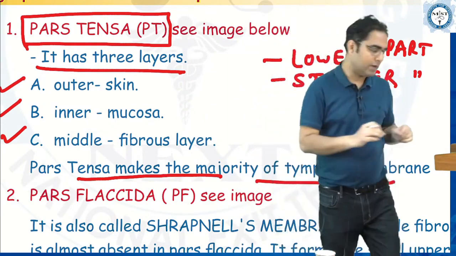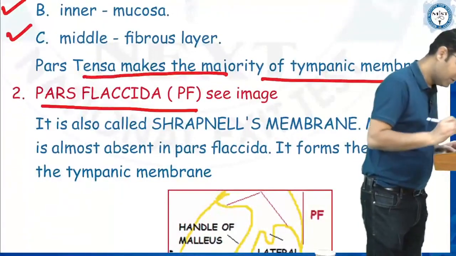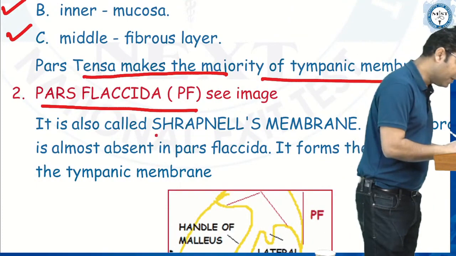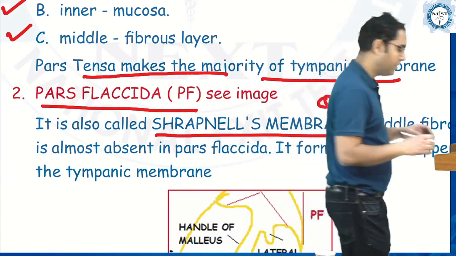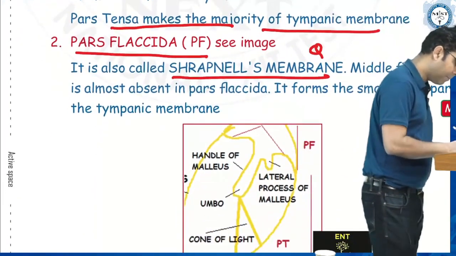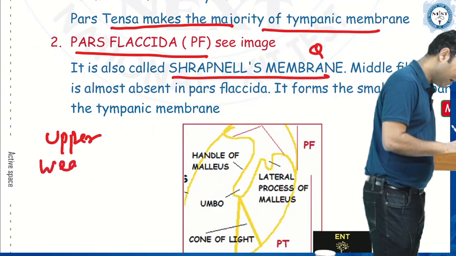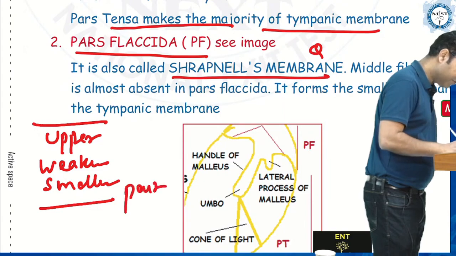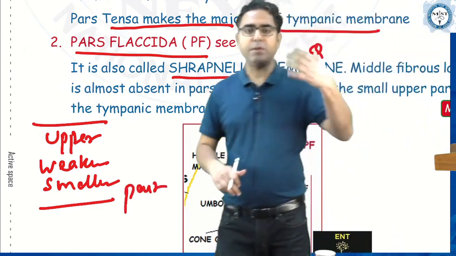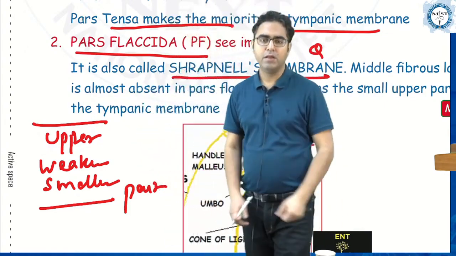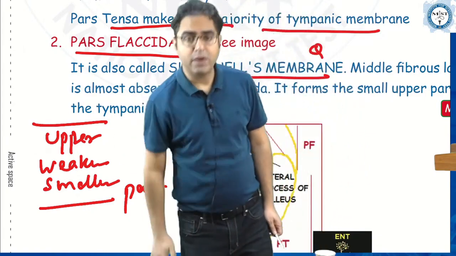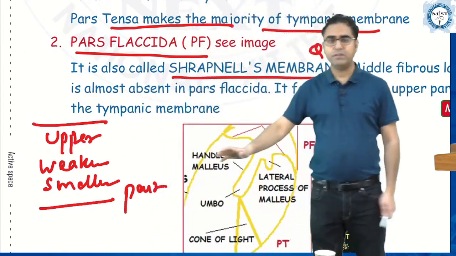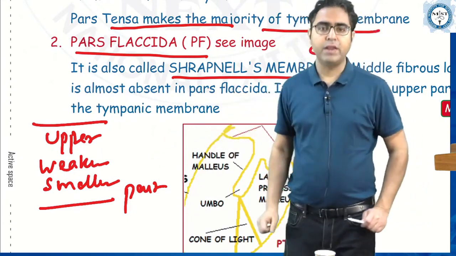But there is a small part, pars flaccida, PF. Pars flaccida is also called Shrapnell's membrane, which is an MCQ, beta. Write down, it is the upper part, weaker part, smaller part of tympanic membrane. Tensa was the bigger part, stronger part, lower part of tympanic membrane. But this one is the upper part, weaker part, and smaller part of tympanic membrane.